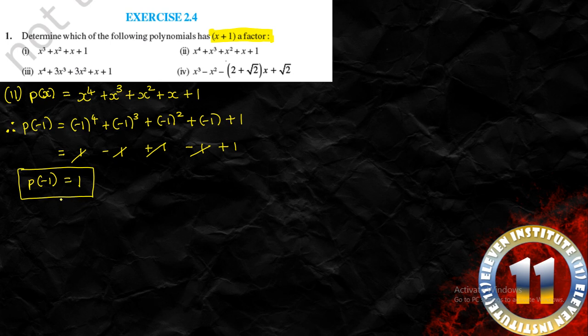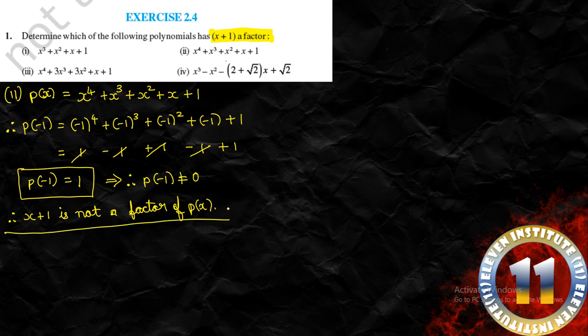See, what we wanted was p of minus 1 should be equal to 0, but here p of minus 1 is not equal to 0, so I can write therefore p of minus 1 is not equal to 0, and therefore we can write x plus 1 is not a factor of px. I hope this is very much clear to you. Let us now try the third one.